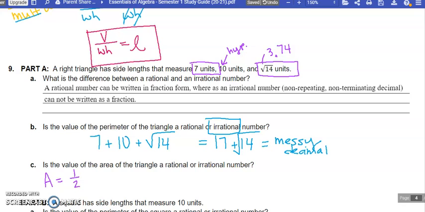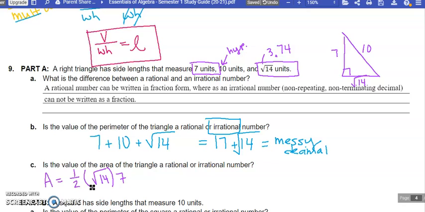So again, you do have to know some basic geometry, probably 7th grade geometry. Guys, remember a right triangle, if I can draw one, has one right angle, and then the longest side is your hypotenuse. So what we have here is a right triangle with a side length of 7, a side length of the square root of 14, and then a hypotenuse, or the side opposite the right angle, is 10. So when we're talking about 1/2 times base times height, we're looking at this.